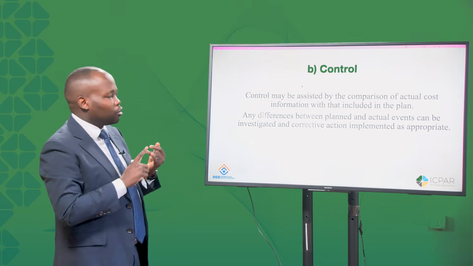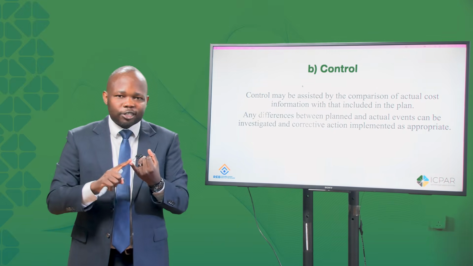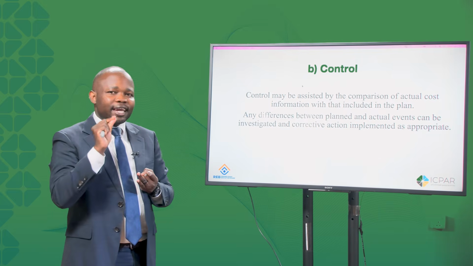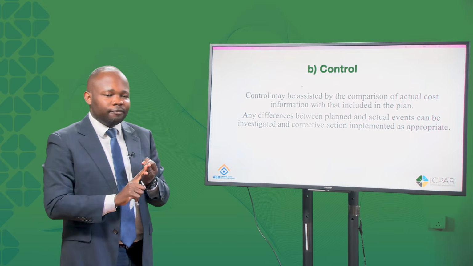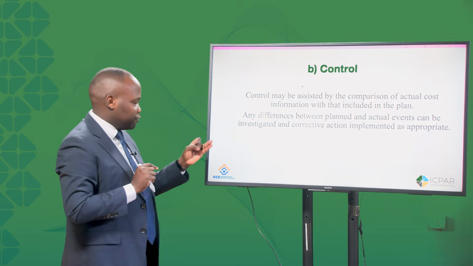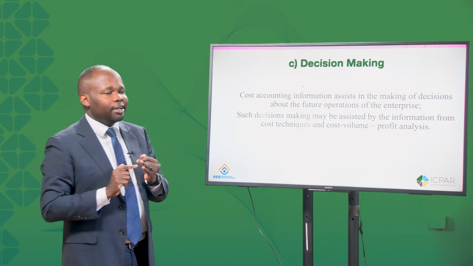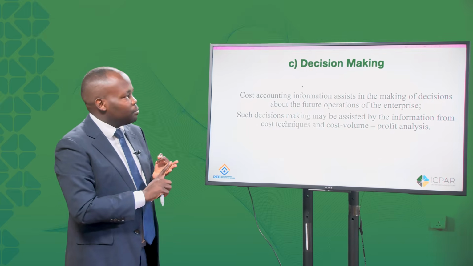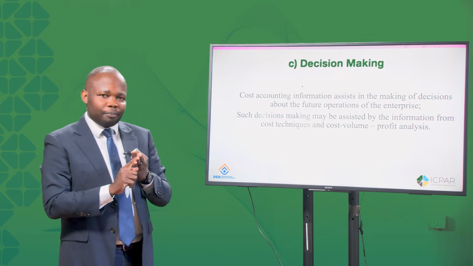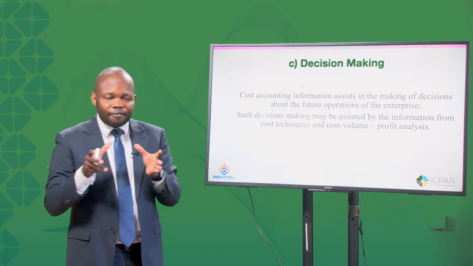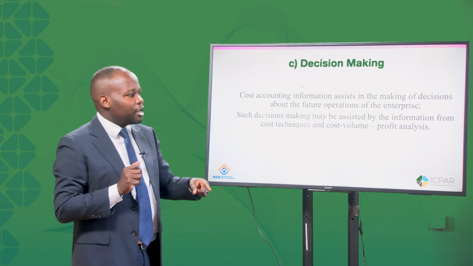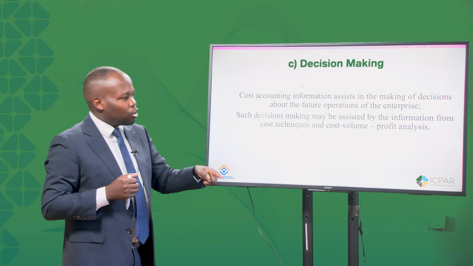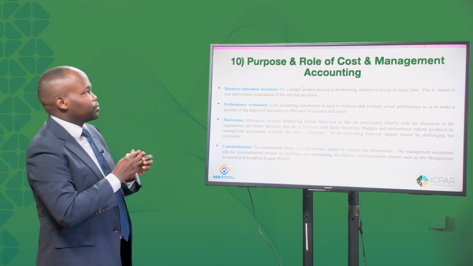Next, we are going to control. Control involves comparison of actual results to the plan to get the difference and investigate the cause of the difference. And lastly, we have what we call decision making. Decision making involves making a choice, having alternatives, and making the best choice. So that is basically the 3 roles of a manager.